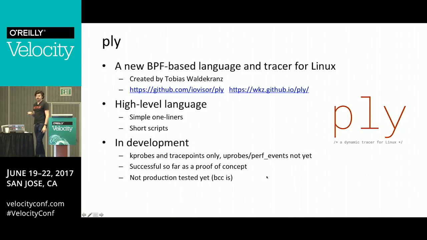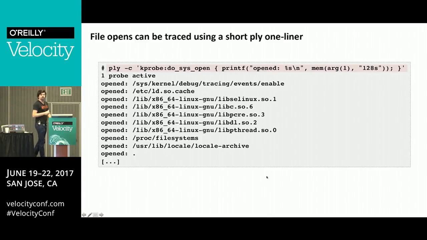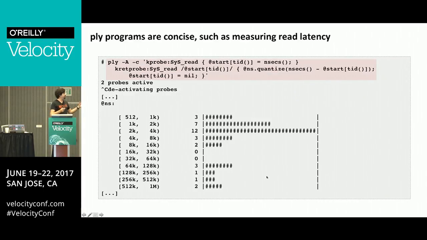And some people are trying. There's a project called Ply, which is on GitHub, and it looks like this. You can do some powerful one-liners with Ply. In fact, you can do really powerful one-liners. This one is measuring read latency as a histogram, and that's 2 or 3 lines. That's still in development though, so it will be some way before we'll be running that in production.